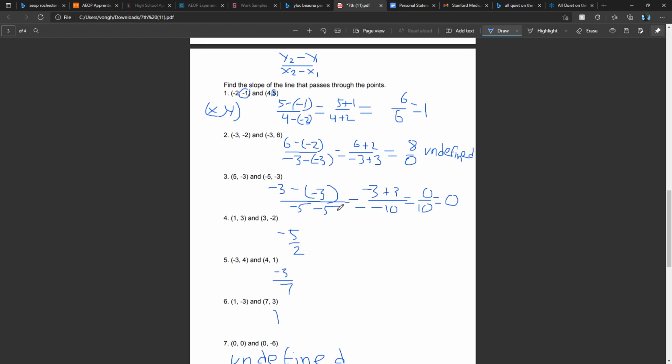And then for number 3, this is a similar case but kind of different. When you plug it in, you get negative 3 minus 3 over negative 5 minus 5. You simplify, so you get negative 3 plus 3 over negative 10, and then you get 0 over negative 10. If you have 0 divided by 1, 0 divided by 2, that just equals 0, because you can divide 0 by any number.